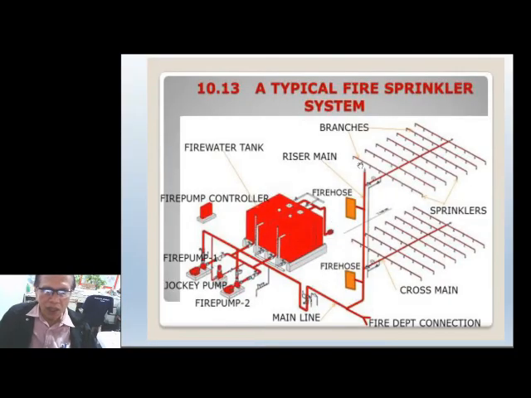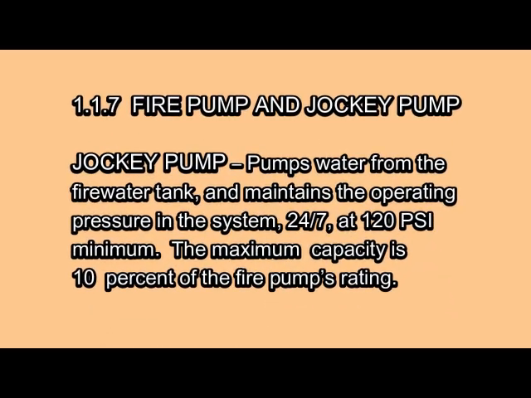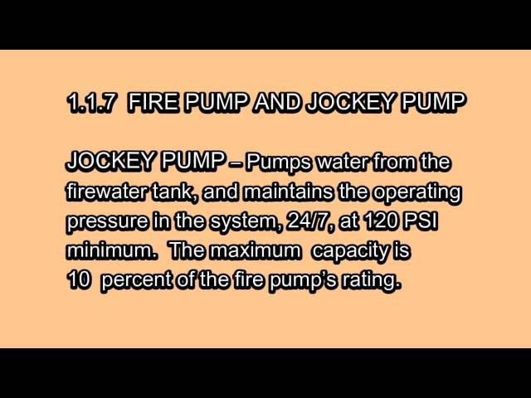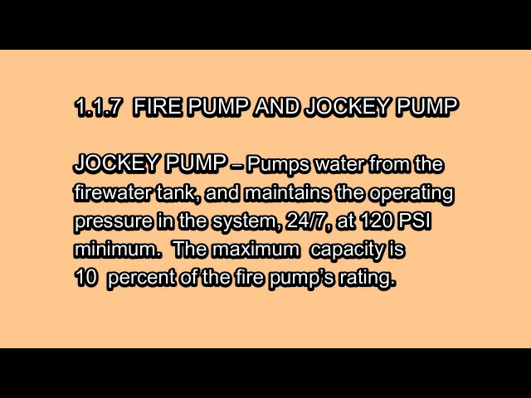Okay, so here is a schematic of the isometric diagram or drawing of a complete fire protection system. 1.1.7 Fire pump and jockey pump. Jockey pump pumps water from the fire water tank and maintains the operating pressure in the system 24/7 at 120 psi minimum. The maximum capacity is 10% of the fire pump's rating.